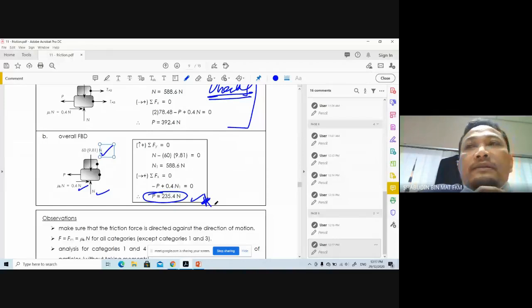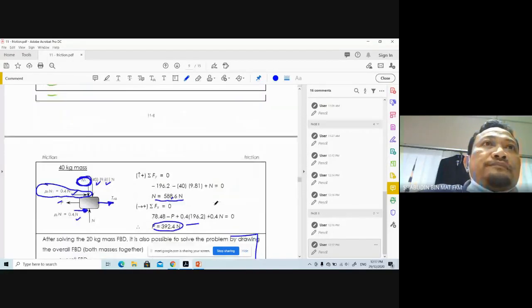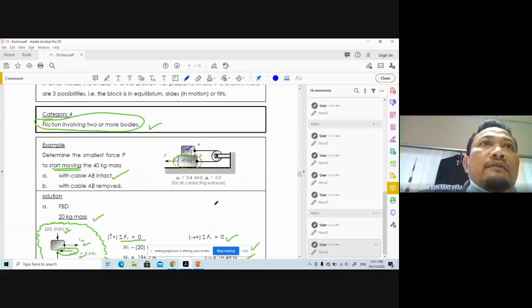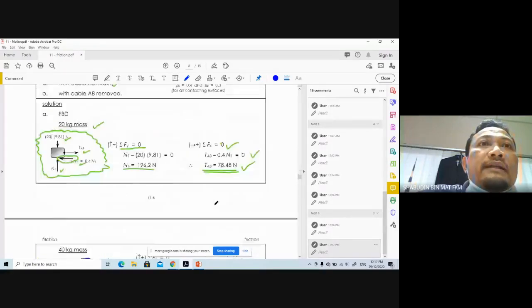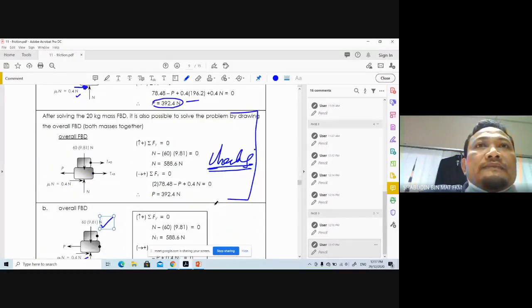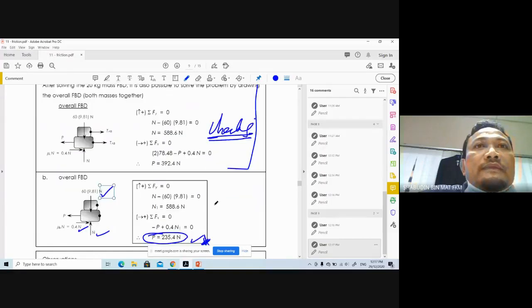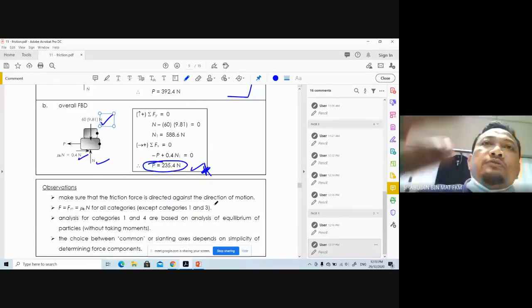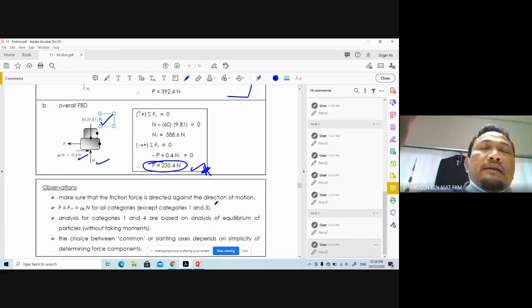I give you a few minutes to look into the fourth category here. We don't do the third category. I just want you to remind it back. Do revision at home on friction.